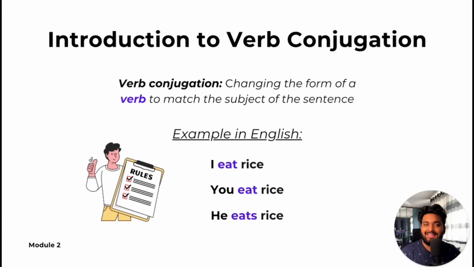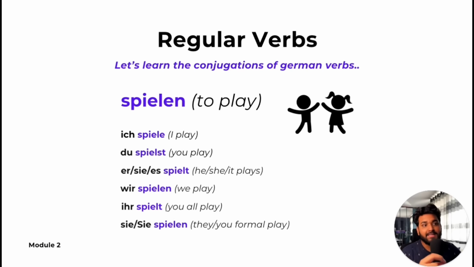Similar to that, there is also verb conjugation in German. So let's cover regular verbs. Let's learn the conjugation of German verbs. Spielen is the German word for to play. Ich spiele. Du spielst. Es spielt. Wir spielen. Ihr spielt. Sie or sie spielen.